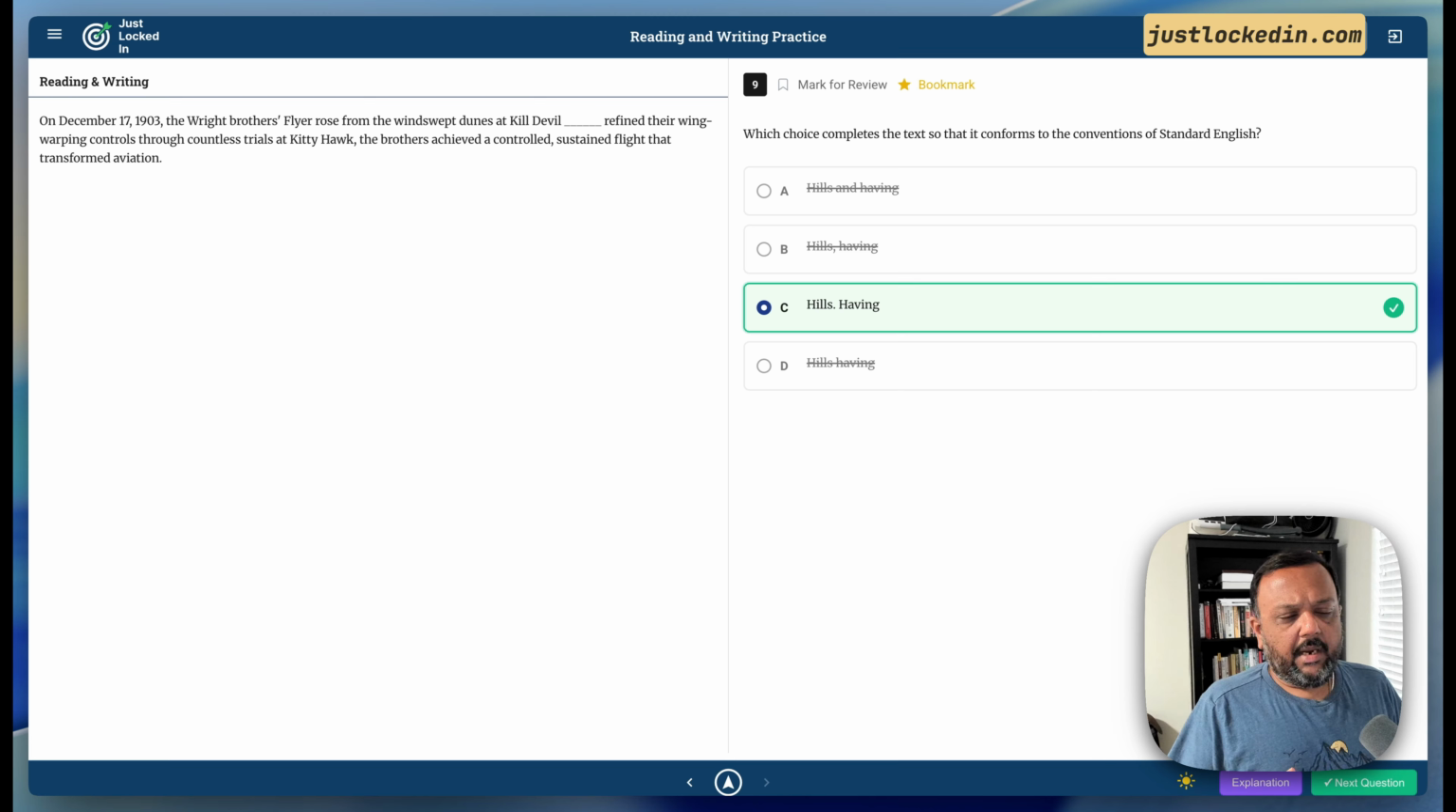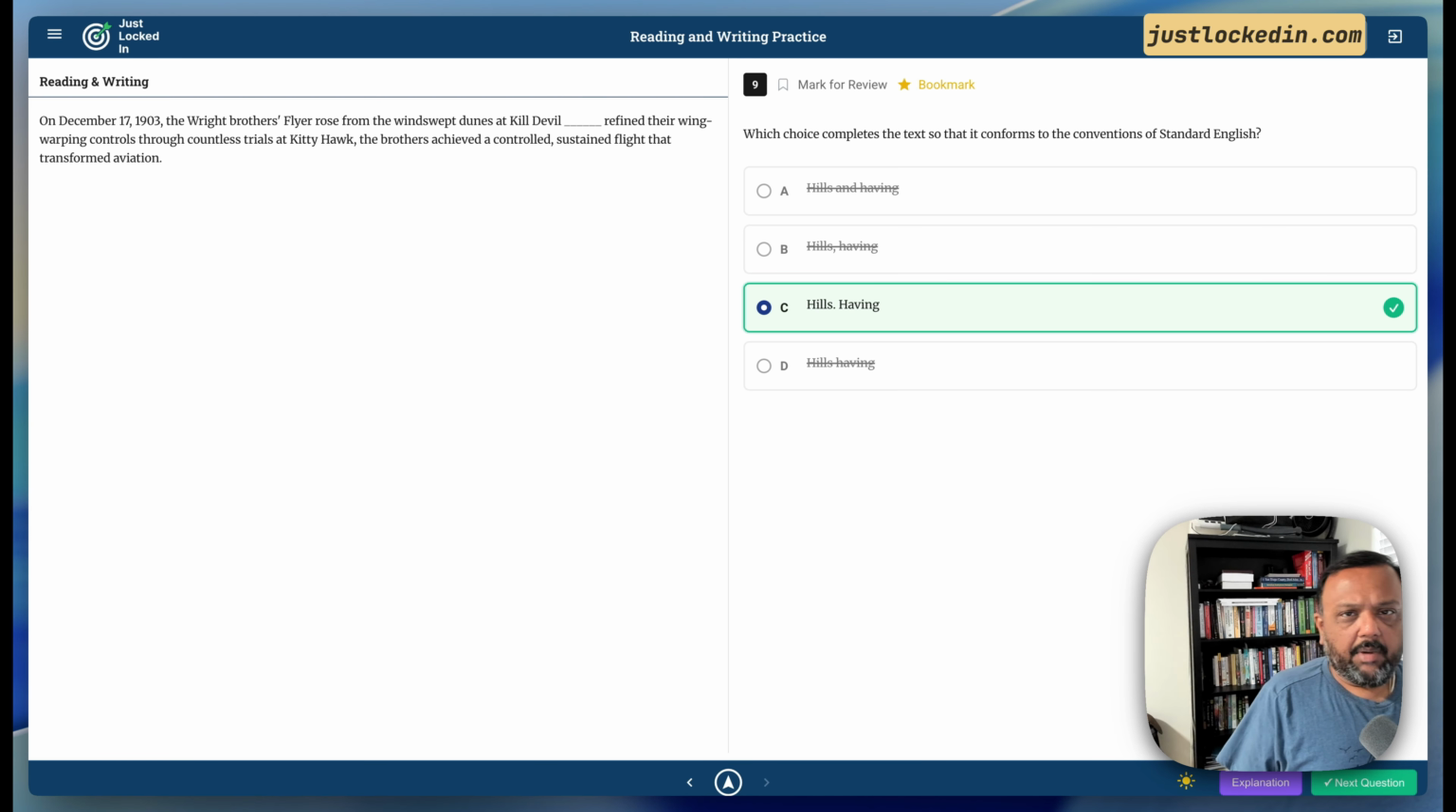Just make sure that after you identify the right option, substitute it in the sentence and see if everything makes sense, both from a grammar perspective as well as in terms of semantics, that is, the contextual meaning that it implies. All right.